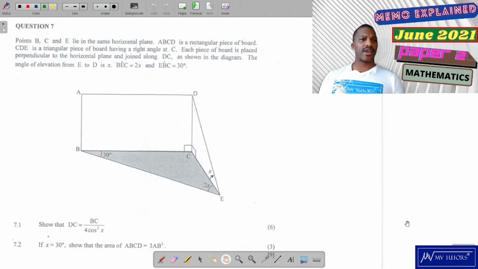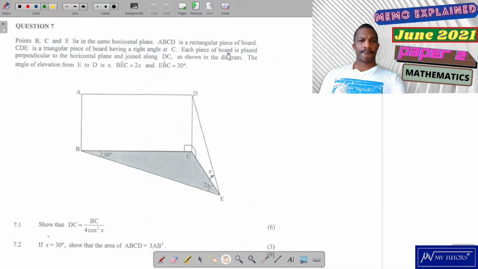So what do we have here? It says points B, C, and E lie in the same horizontal plane. I see them, the horizontal plane right there. Then it says ABCD is a rectangular piece of board, and I see that rectangle. Always read these things to get clues. CDE is a triangular piece of board having a right angle at C. We see it there, right angle, got it.